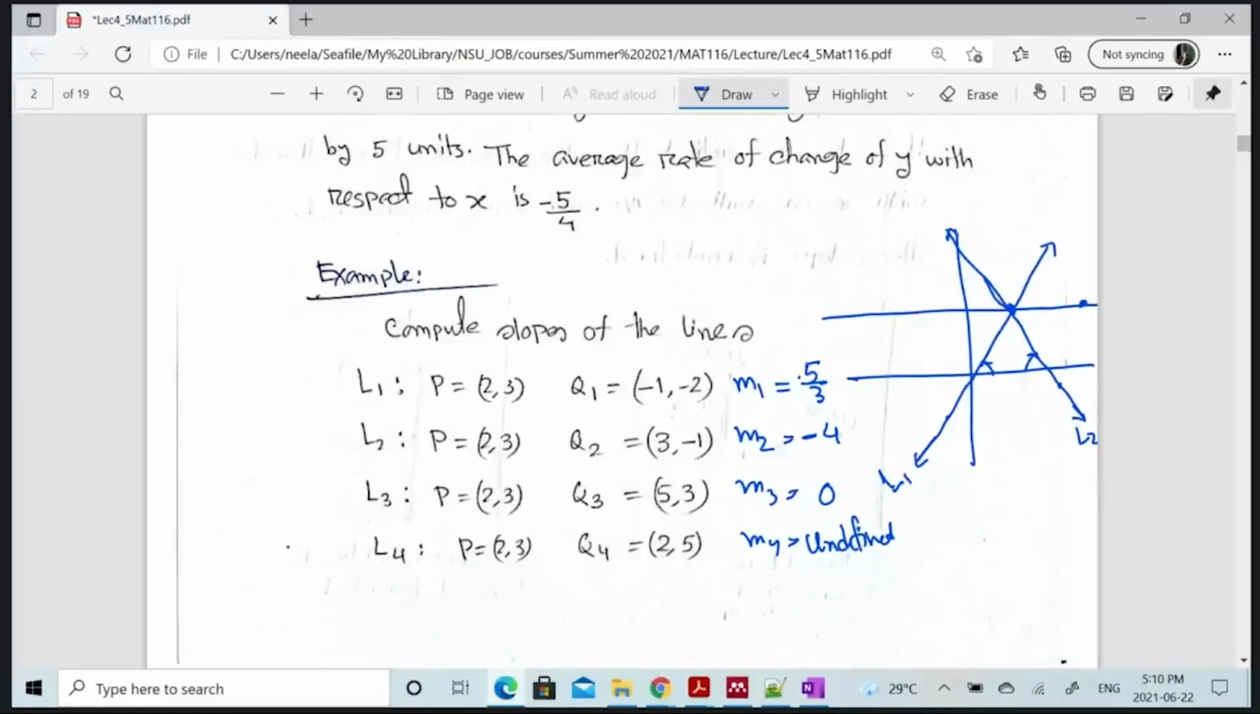And the fourth one is 2, 5. Vertical line. It's gonna be vertical line. The slope is undefined. So we are good here as well. This is L4. That's it.